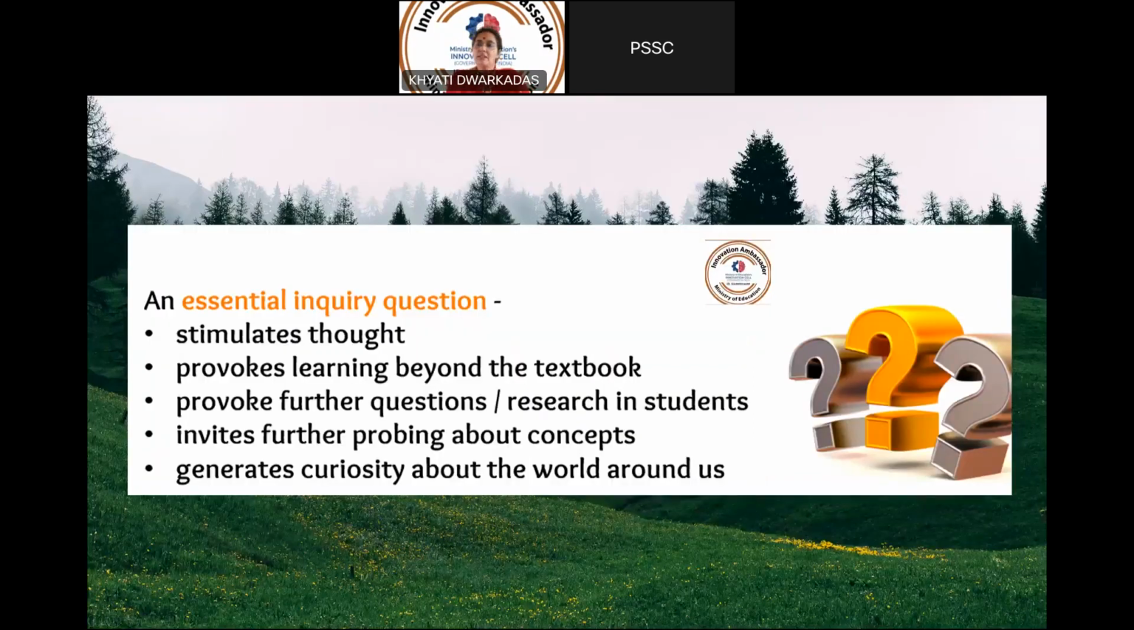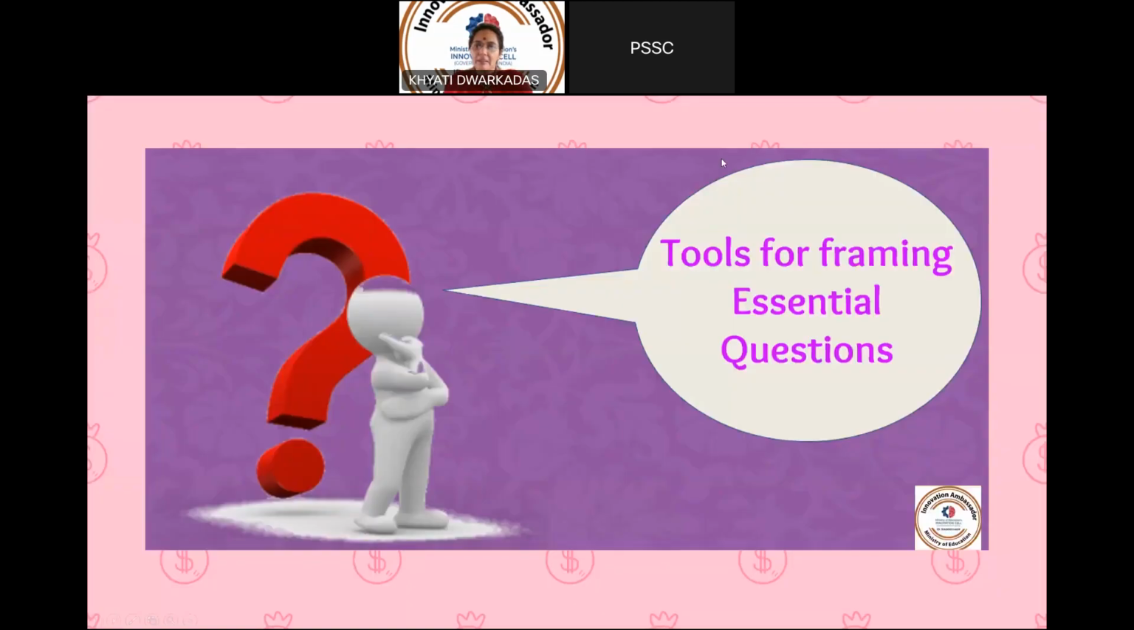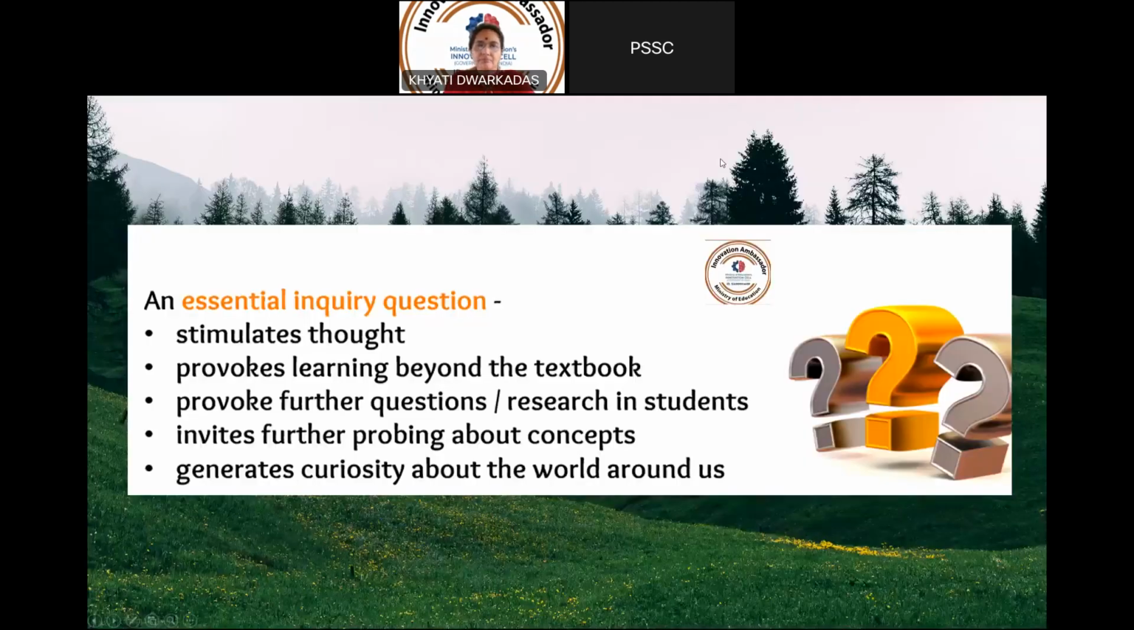So, an essential inquiry-based question stimulates thought, provokes learning beyond the textbook, and provokes further research and questions in students, invites further probing concepts, and generates curiosity about the world around us.